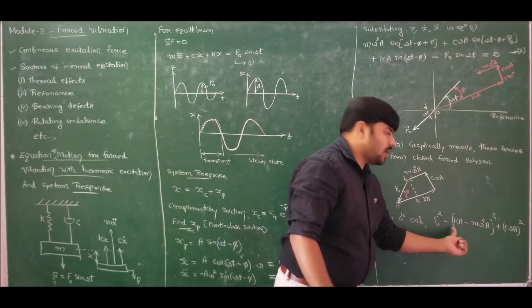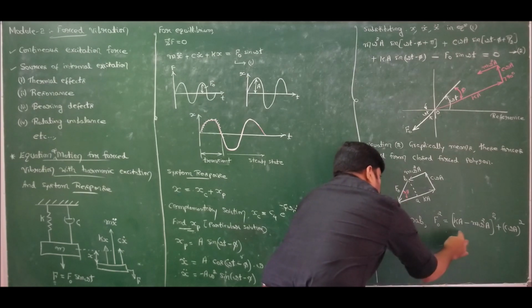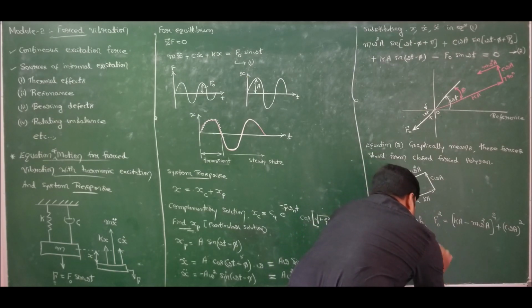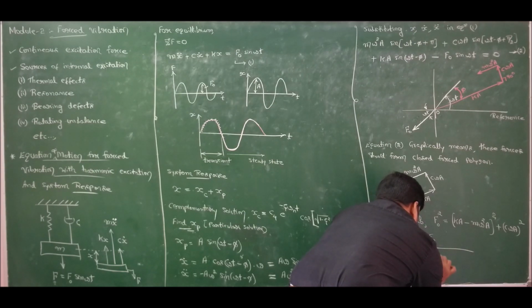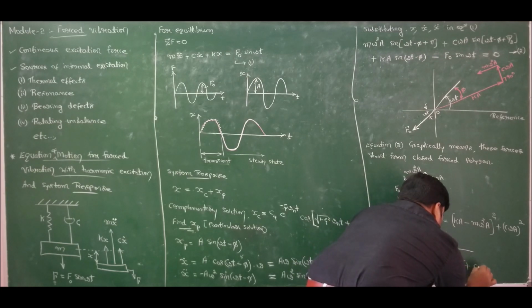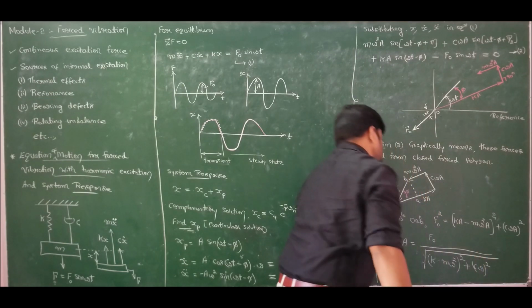Now I can take A common throughout. So if I take A common throughout, what will I get? I can write it as A is equal to F naught divided by square root of K minus m omega square whole square plus C omega whole square, under the root, correct?